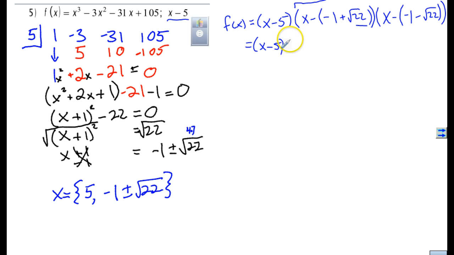So here we go. I'm just going to distribute, kind of like distribute this negative. So it's going to be here, here. That's the first thing. So plus 1 minus root 22. Distribute the negative there. So we're going to have x plus 1 plus root 22.